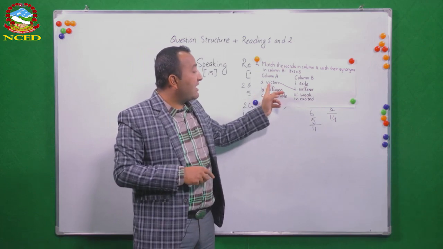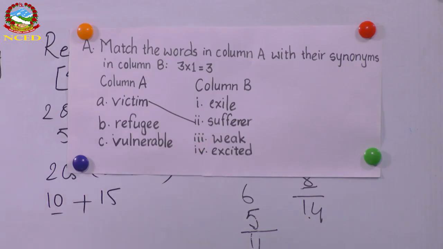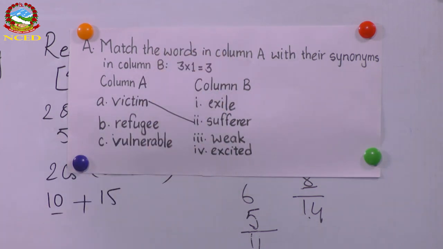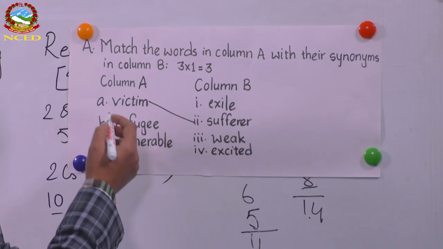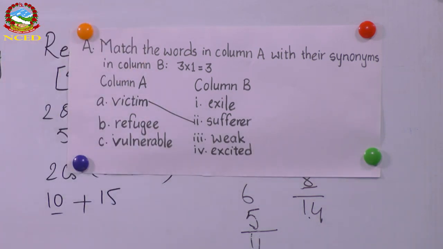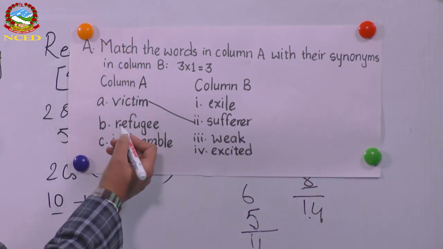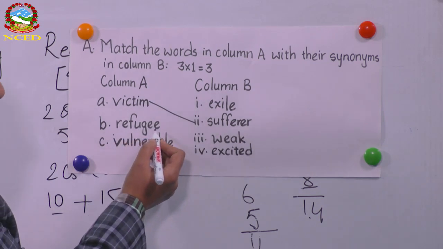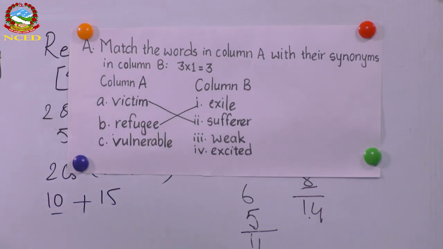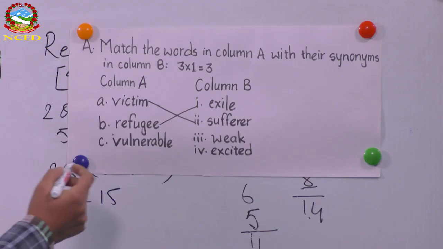Just like victim is a noun, sufferer is also a noun. Just like vulnerable is an adjective, we need an answer in adjective form. So vulnerable, refugee. Refugee means what? People who are helpless, or who are in other countries without home, without shelter, or things like that. So refugee means exile, right? Exile is also like refugee. The people in exile means people who are refugees, who have no homes, no shelter.